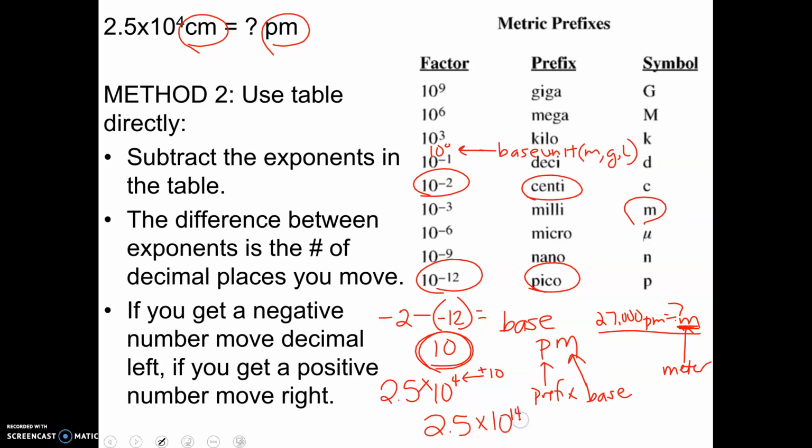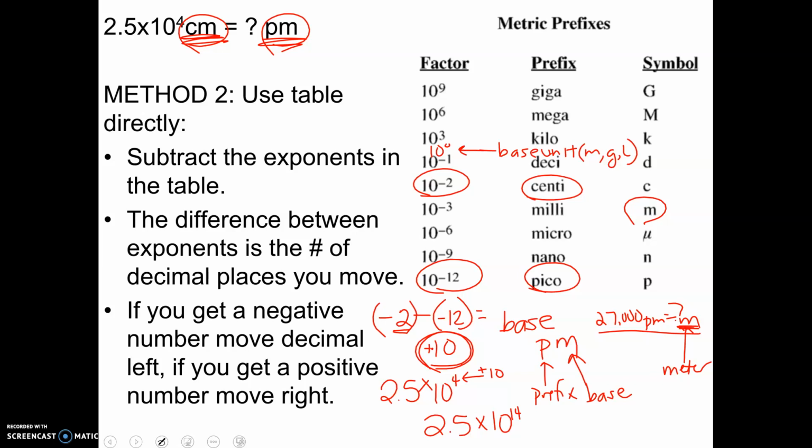I'll repeat that one more time, and then I'll show you 3 quick sample problems. So I'm going to subtract my exponents from the chart directly. First, the one I'm converting from minus the one I'm converting to. So I had negative 2 minus negative 12. That gives me an answer of positive 10.